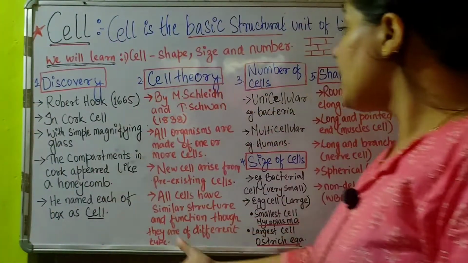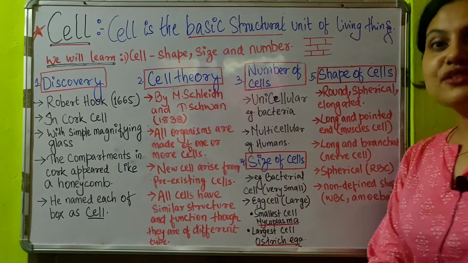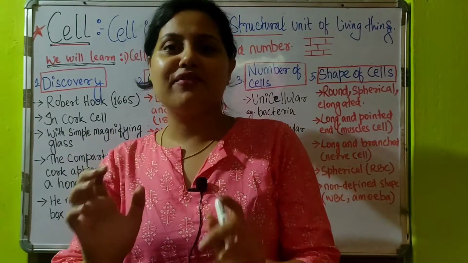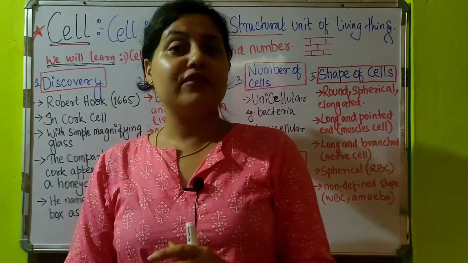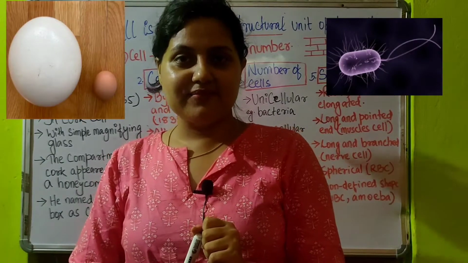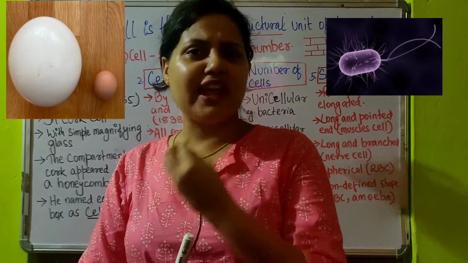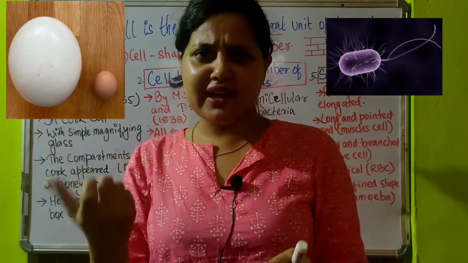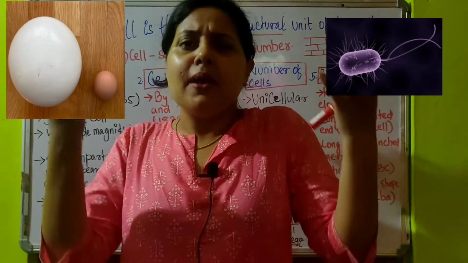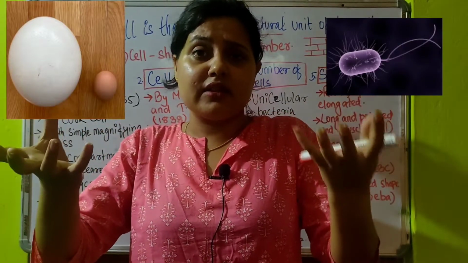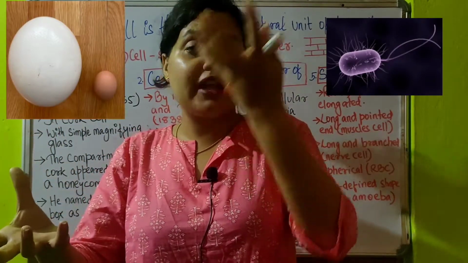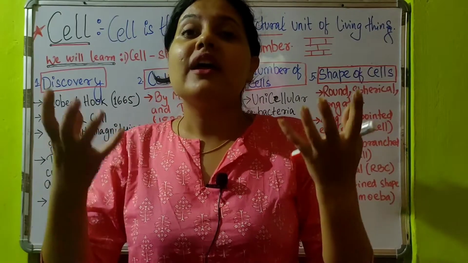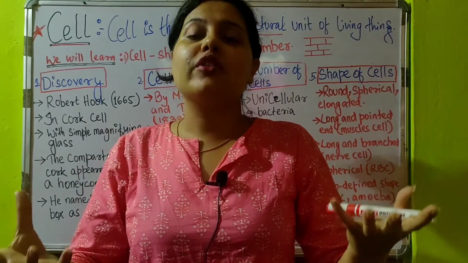Now coming to the next part, that is the size of the cell. The size of the cell is different depending on their function or the type of the cell. For example, you take one egg. You can see egg, you can feel egg, you can eat egg, isn't it? Can you see bacteria? Can you feel bacteria? Can you eat bacteria? No, right? That means the cell, the same single cell, some can be big also, some can be small also. Depending on their type, they can be small or they can be big.